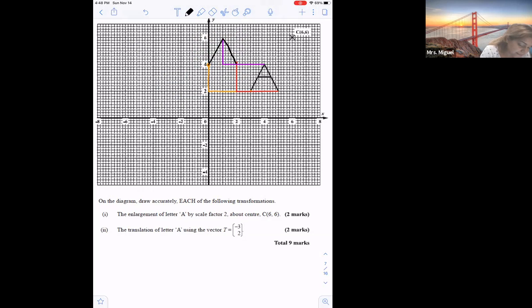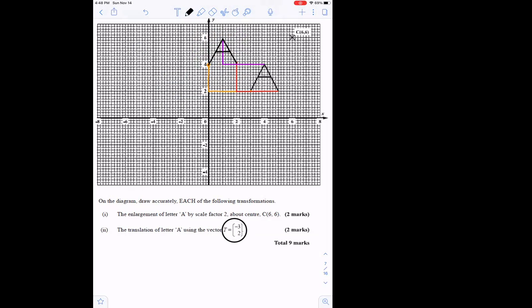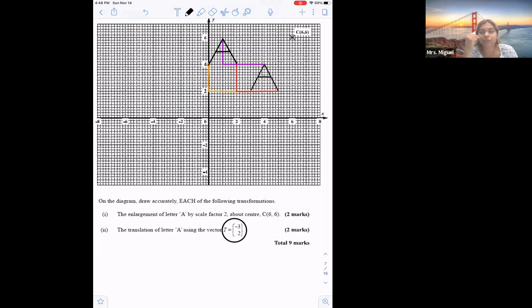Here I have translated the letter A using the translation vector -3, 2. -3 means we move to the left, and +2 means that we move upward. Do you all understand that? Yeah, miss.